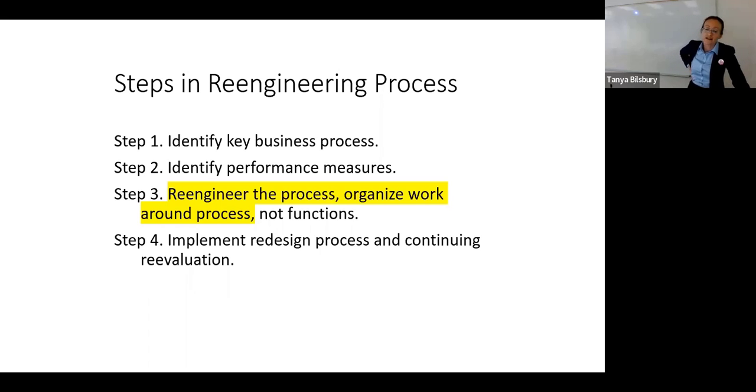And you want to organize your work around what you're trying to do, not so much around functions. So organized around the actual work. Re-engineering is not for small tweaks, it's for complete overhauls, where you go back to the drawing board, the blank slate. So we need to do this differently. And in step 4, you'd implement your redesign and evaluate it. Notice that most of these processes end with evaluation.